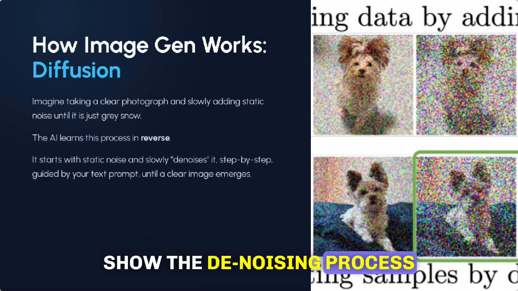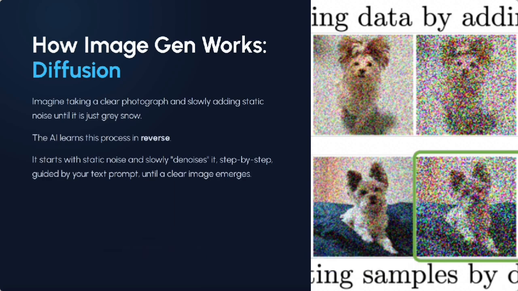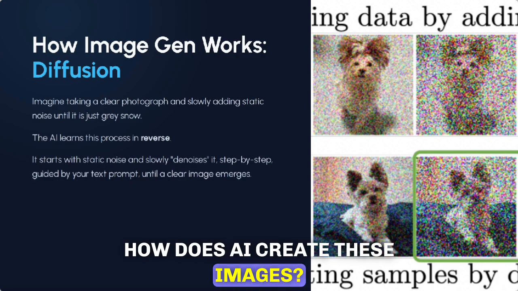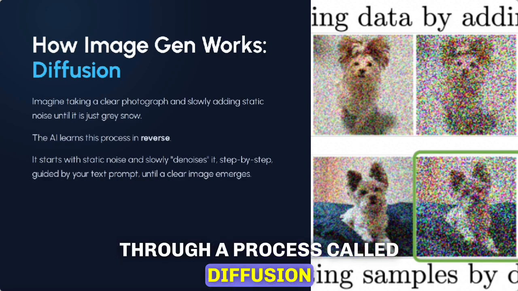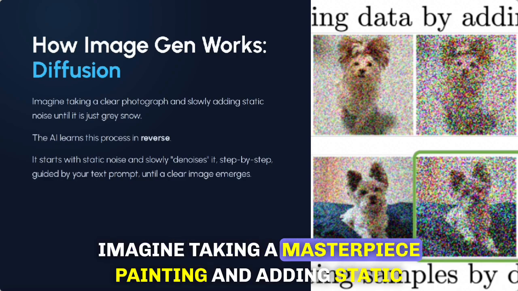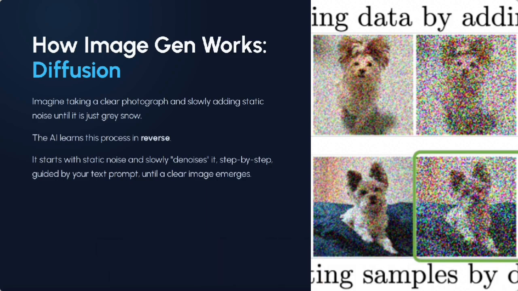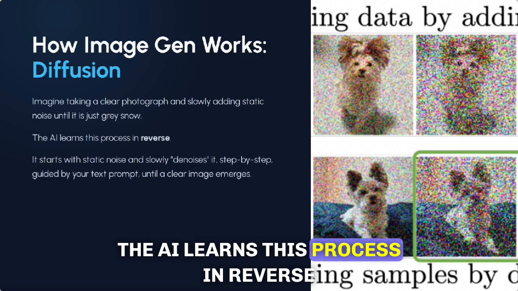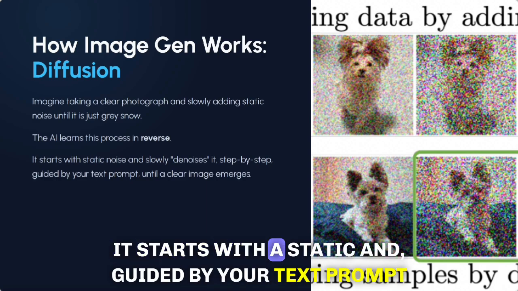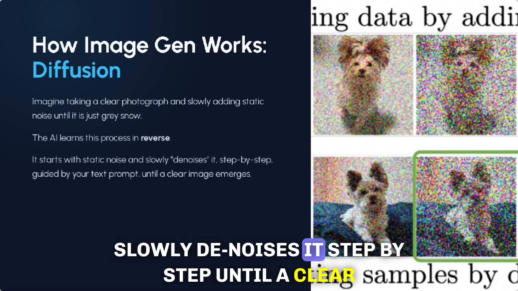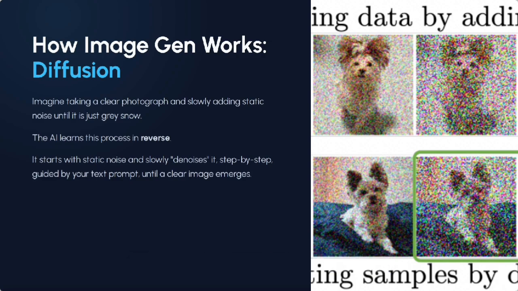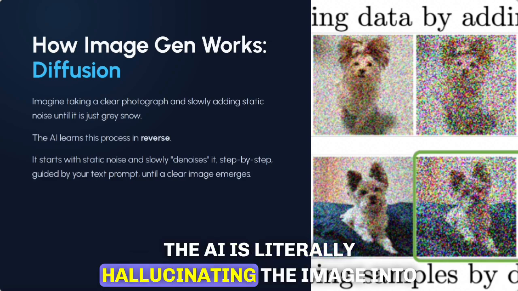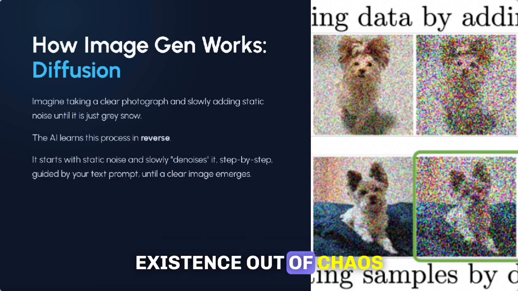How ImageGen works: diffusion. How does AI create these images? Through a process called diffusion. Imagine taking a masterpiece painting and adding static noise to it until it's just gray static. The AI learns this process in reverse. It starts with the static and, guided by your text prompt, slowly denoises it, step by step, until a clear, detailed image emerges. The AI is literally hallucinating the image into existence out of chaos.